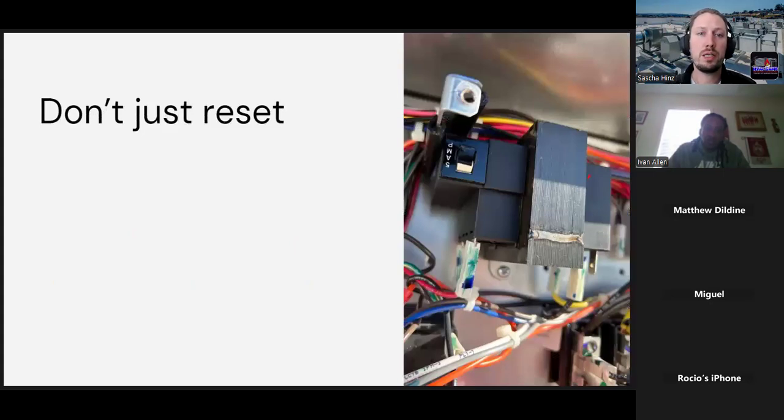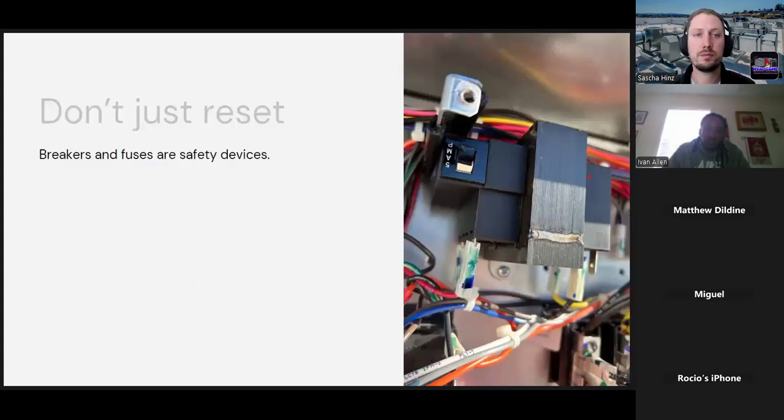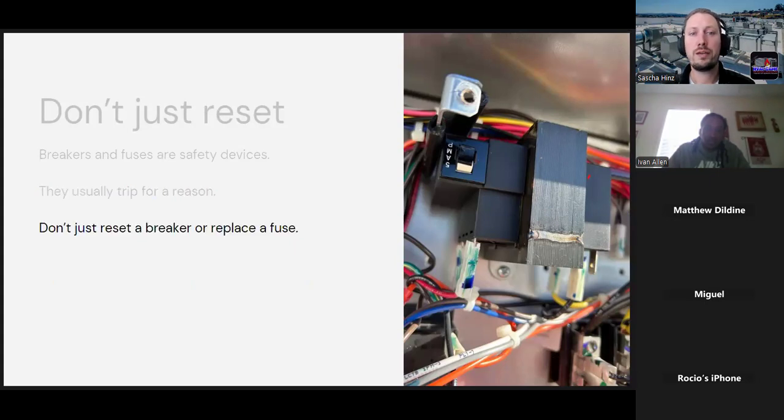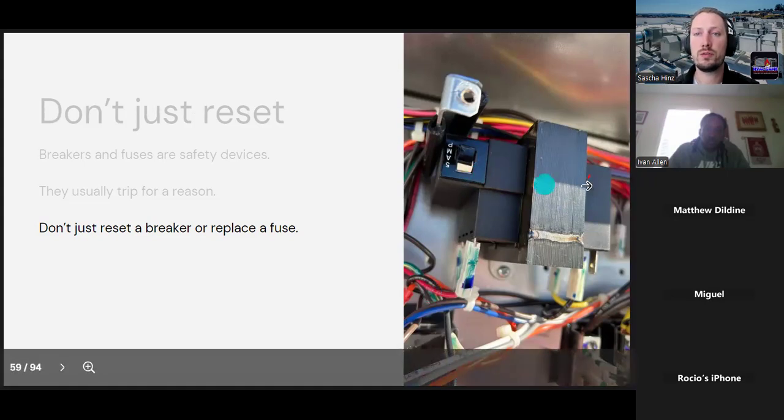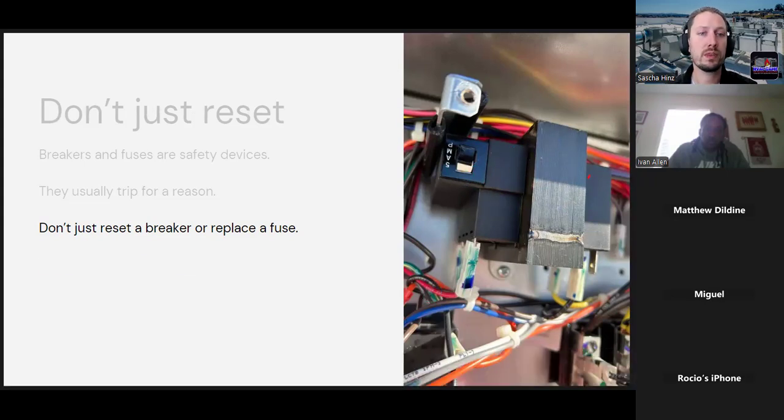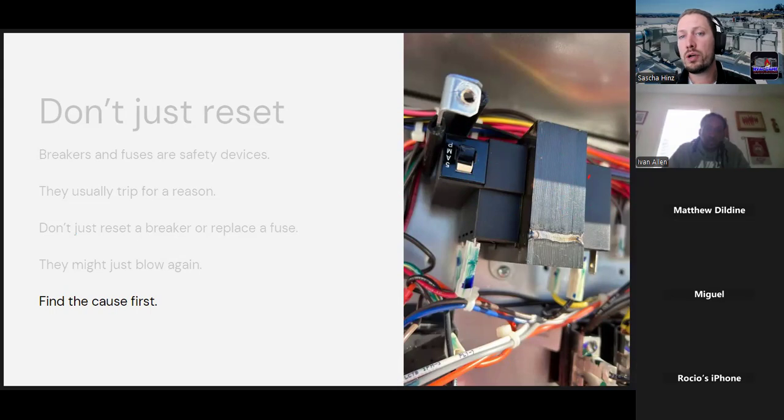One thing to remember is don't just reset. Breakers and fuses are safety devices. They usually trip for a reason. So if you just reset it, you might just be replacing the fuse, resetting the breaker over and over until you actually find the problem. As you can see over here, this is a low voltage transformer. The fuse is tripped. You would obviously look for the cause first and handle that before you move on.